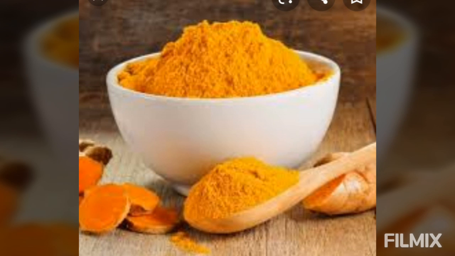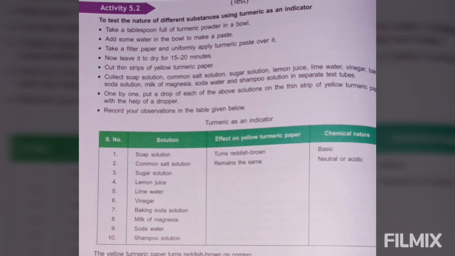Recall what happens when a yellow stain of cooked vegetable on your white shirt is washed with soap. अगर आपकी शर्ट के ऊपर कभी येलो स्टेन लग जाता है कुक्ड वेजिटेबल का, तो हम कैसे करते हैं, उसे सोप से वॉश करते हैं। तो आपने देखा होगा उसका येलो कलर रेडिश ब्राउन में चेंज हो जाता है, because the soap is basically basic in nature and turmeric is turning into reddish brown when it comes into contact with the soap solution. This is because we know soap solution is basic in nature.